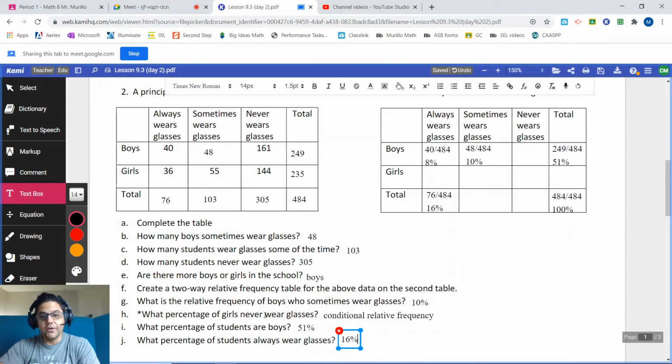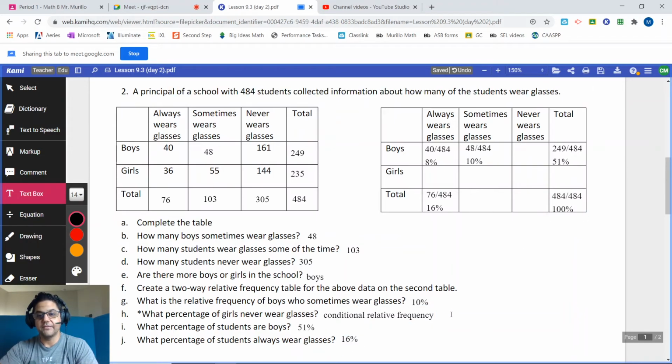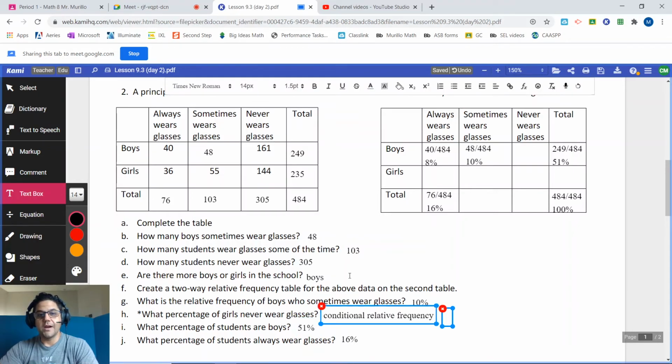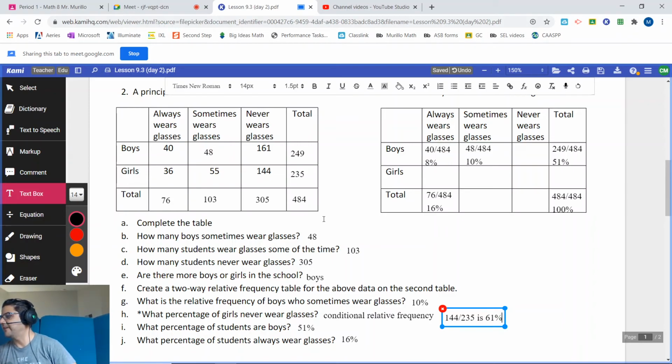So what percentage of girls never wear glasses? So again, this is not the grand total. So this is the girls here. So that's going to be the 235. Never wear glasses. How many girls never wear glasses? That's 144. So that would be 144 divided by 235. So not the grand total, just the number of girls. 61.27, so about 61%. So again, that's the main difference, is trying to figure out the conditional relative frequency.